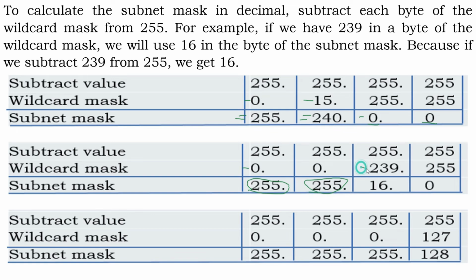255 minus 239 equals 16. Therefore, we will write 16 in this byte. 255 minus 255 equals 0. 255 minus 0 equals 255. Hence, we will write 255 here. Here. And here. If we subtract 127 from 255, we get 128. So, we will write 128 here.